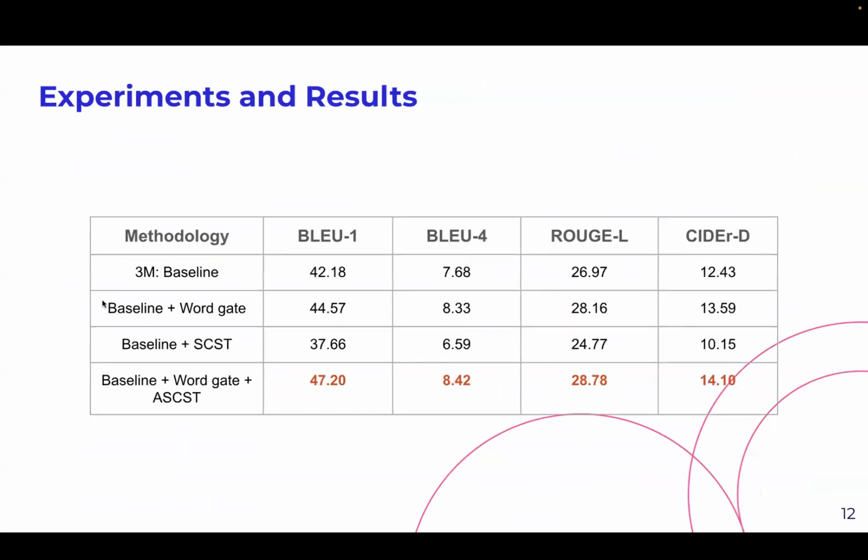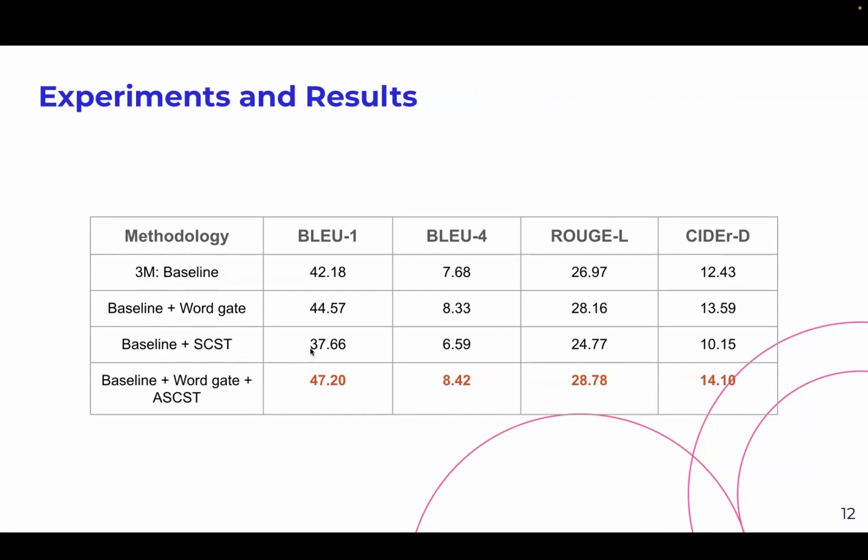Coming to the results, the plain baseline model, whose architecture I showed in the initial slide, without any kind of reinforcement learning or word gate model, was able to achieve these kinds of metrics. This was in sync with what was claimed in the paper. And later, I introduced the word gate model. Okay, basically before the word gate model, just using the baseline with the plain SCST approach.